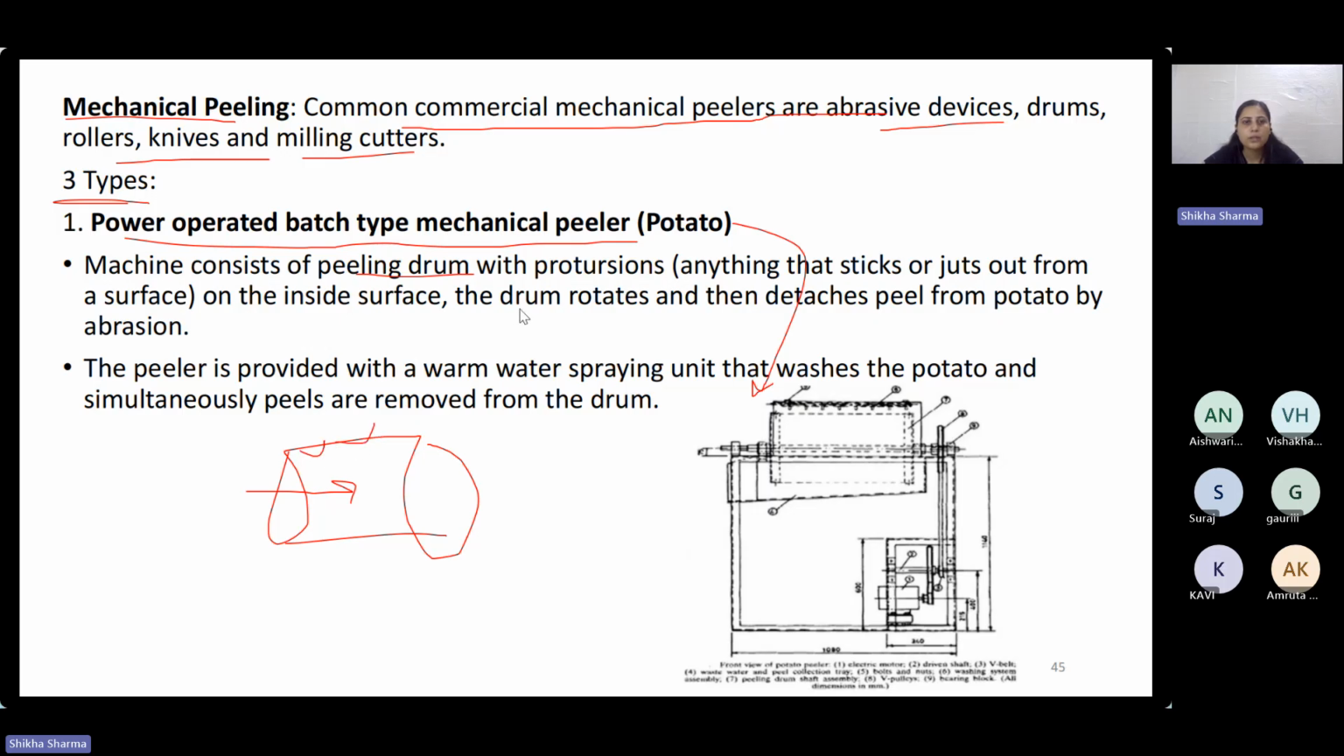What happens when the drum rotates is that the peel detaches with the help of the abrasion force, and the peeler is provided with warm water spraying that washes the potato and simultaneously peels. So it is peeling with abrasion because it has these indent kind of things on the inside surface, and simultaneously the water comes so that the potato is washed and peeled simultaneously.